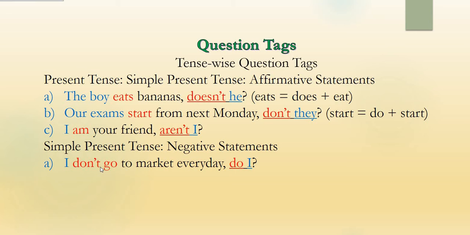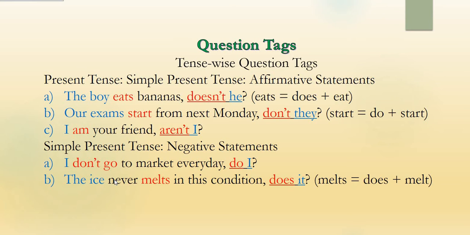Don't makes the sentence negative. So use do, because you have to remove not from here, and I is already in the pronoun form. Directly you can use I. The ice never melts in this condition. The ice becomes it because it is neuter.